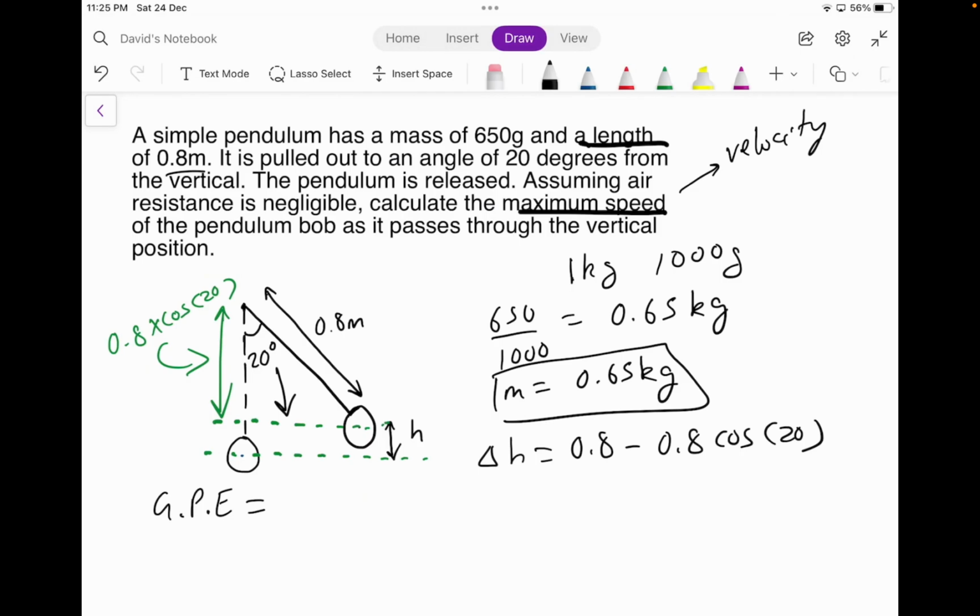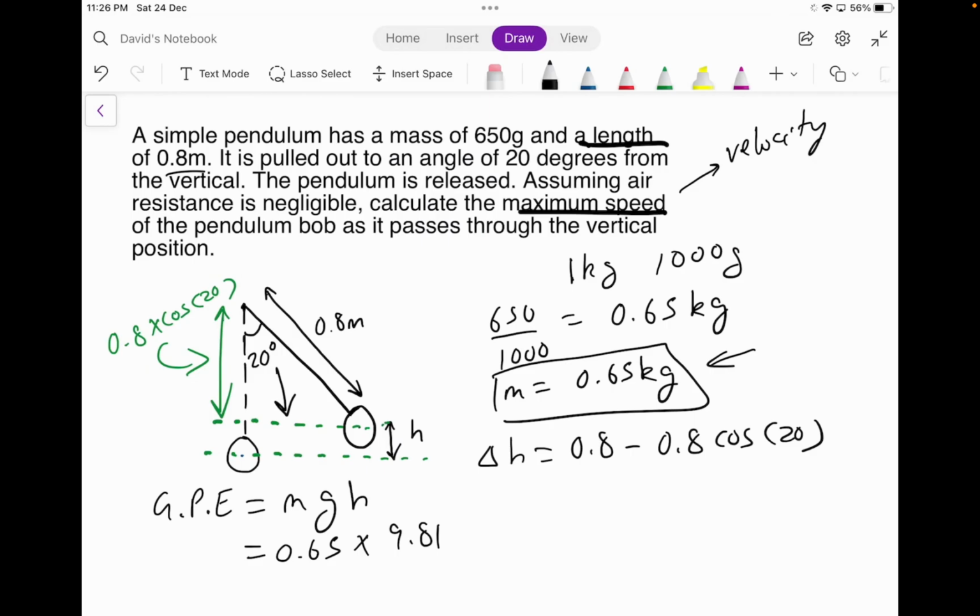G.P.E just stands for gravitational potential energy. It has the formula mgh. So this is going to be equivalent to the mass, 0.65, which we have found out, times the g. Actually, this g is the gravitational field strength, so don't assume it to be gravitational potential energy. Since we know that g is the gravitational field strength, it's going to be about 9.81.